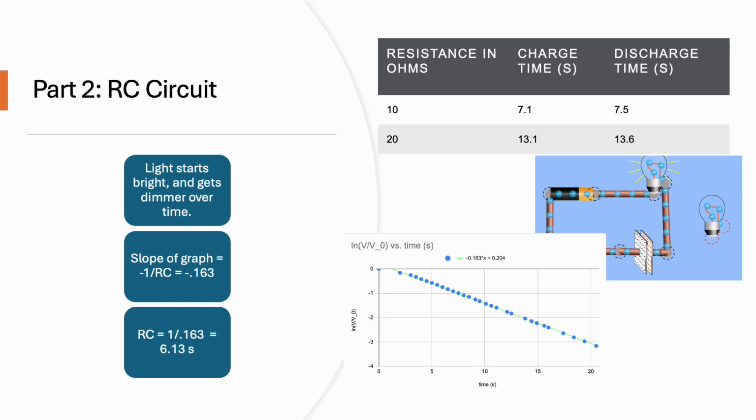And then in the second part, we used a 30 ohm light bulb and found the discharge time of the capacitor and graphed the natural log of the voltage divided by the initial voltage versus time, and found the slope of that graph to be -0.163. And the slope is -1 over RC. So to find RC, we just did 1 divided by the slope, which is equal to 6.13.